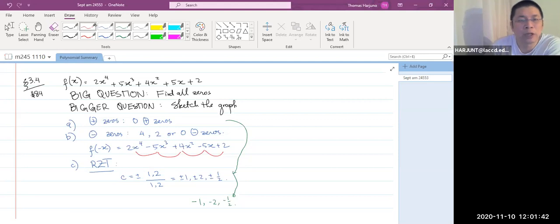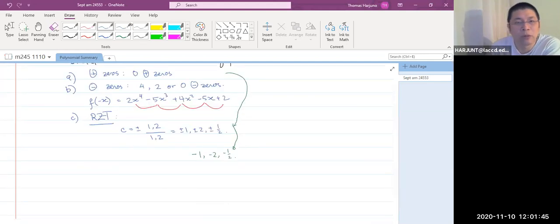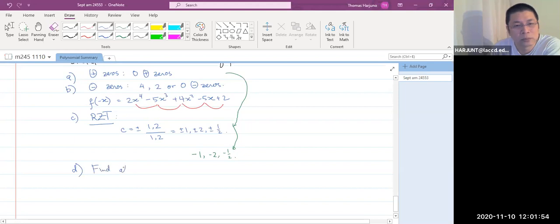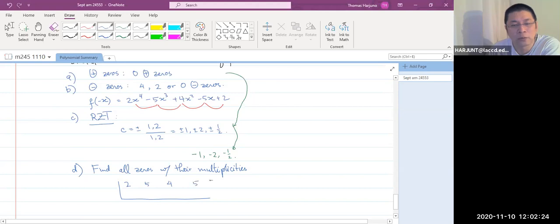Okay, now let's work it out. I will still use the green color for part B, find all zeros, with their multiplicity. I start synthetic division right away: 2, 5, 4, I'm sorry, -5. Yeah, that's right: 2, 5, 4, 5, 2.